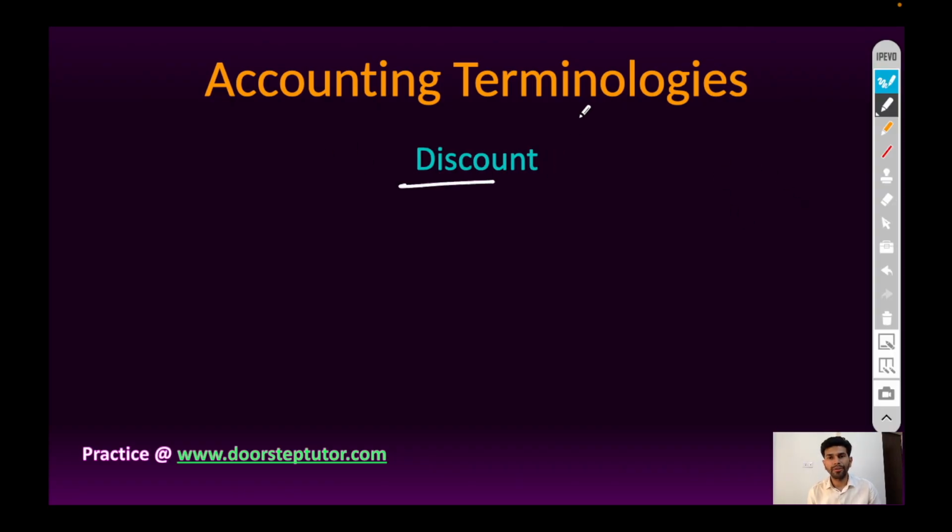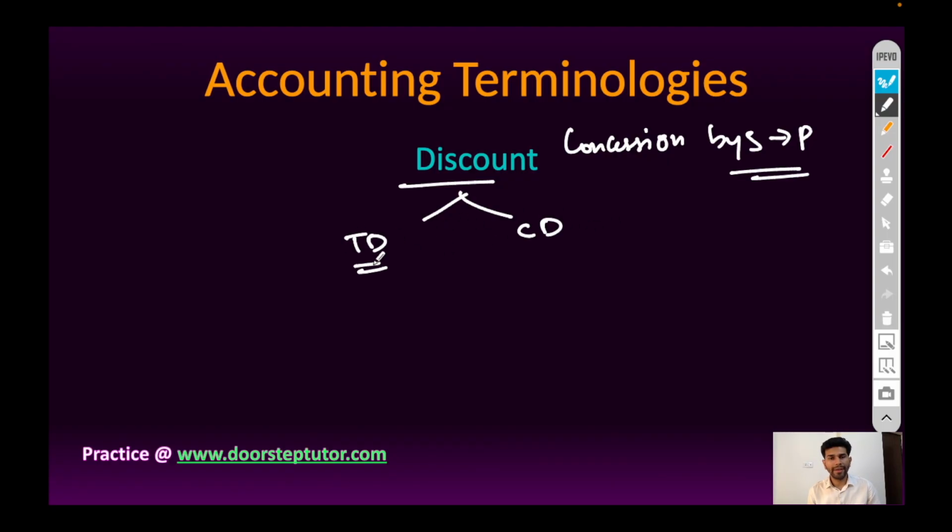Next is discount. It is the concession provided by the seller to the purchaser. There are two types of discount: trade discount and cash discount. Trade discount is a discount which is provided at the time of purchase or sale of goods and services, and it is calculated, but it is not recorded in books of accounts. But cash discount is a discount which is provided by the seller at the time of immediate cash payment.